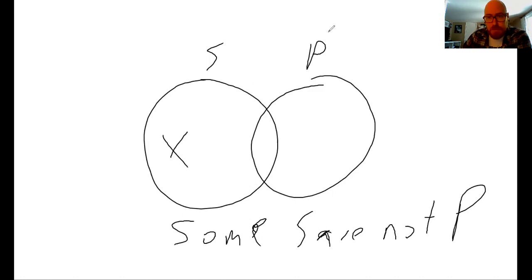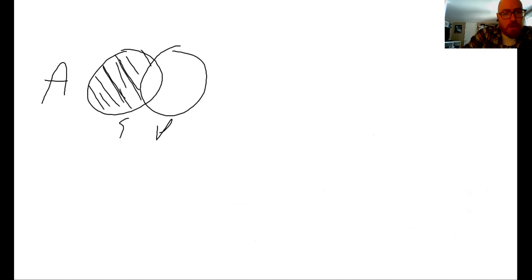Okay. So once again, I'll just quickly redraw all of these. Okay. So for the A statement, all S are P. So for some class S and some class P, we would shade quadrant 1. So if there are any S's, they're going to be in this quadrant right here, quadrant 2.